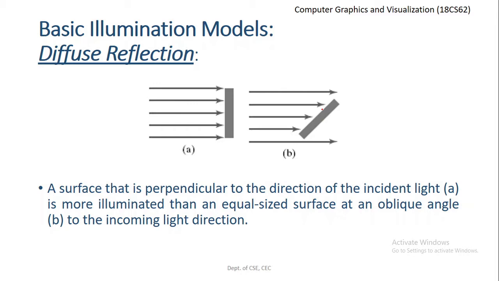So in case of diffuse reflection, the spatial orientation of the surface with respect to the light source also matters. Remember, in case of diffuse reflection, the spatial orientation of the surface with respect to the incoming light source is taken into account, which was not considered while calculating the amount of ambient light. So we need to consider the spatial orientation of a surface with respect to the direction of the incident light.